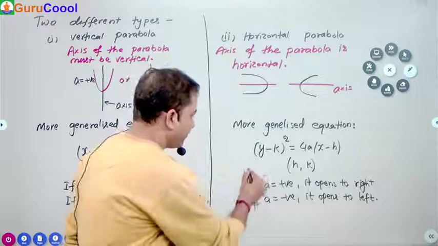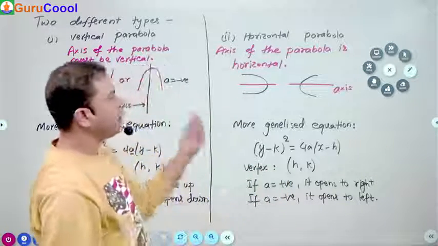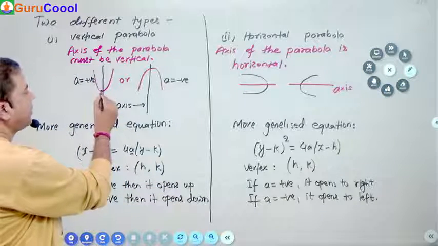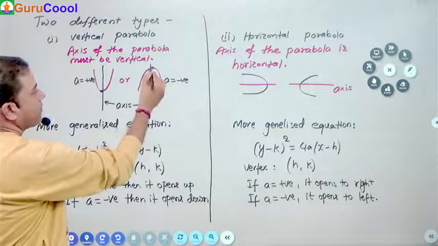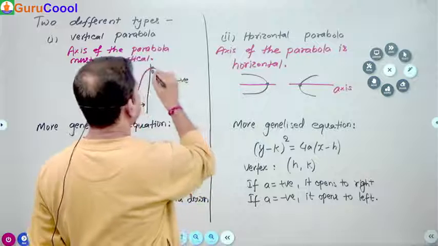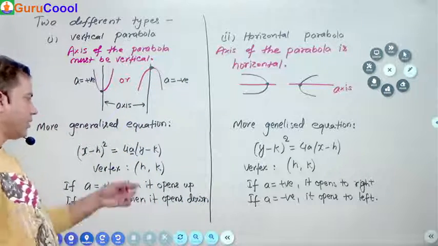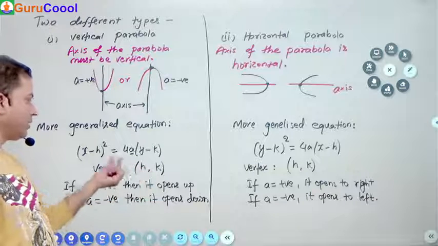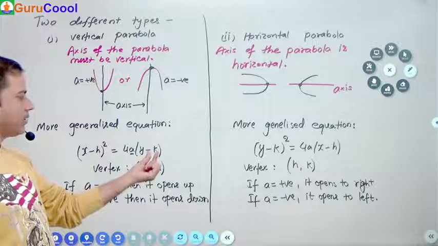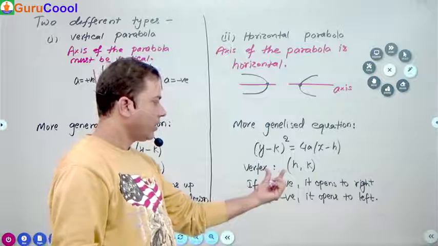Vertex is the point where it turns. It turns the direction. This point is the vertex. So always the vertex is (h, k). h is the number subtracted from x, k is the number subtracted from y. In both of them, the concept of vertex is the same.